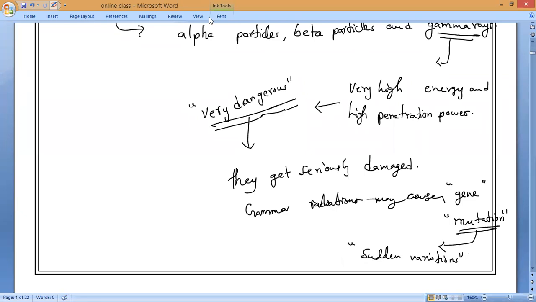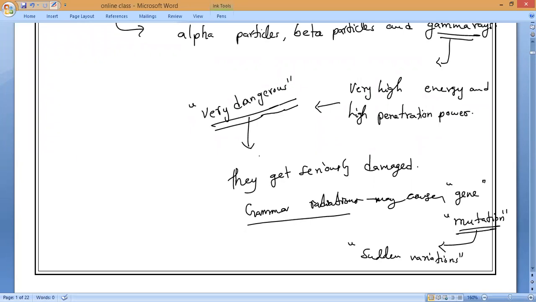Gene means DNA. You might have heard about the DNA. Have you heard, guys? DNA. Who carries traits from parents to the offsprings? That is what we call the gene. So gene mutations will take place when a body is exposed to gamma rays. I hope you all understand.